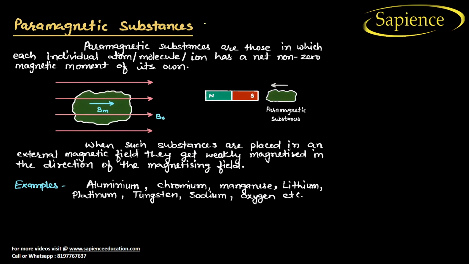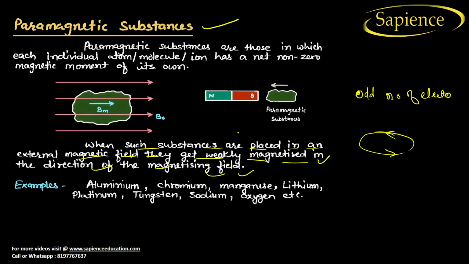Now let us discuss paramagnetic substances. A paramagnetic substance is one in which each individual atom, molecule or ion has a net non-zero magnetic moment of its own. Why does this happen? Try to understand, most paramagnetic materials will have an odd number of electrons. So if there is an odd number of electrons, you won't get pairing like in diamagnetic substances. What happens when such a substance is placed in an external magnetic field? They get weakly magnetized in the direction of the magnetizing field. So it means that it will be weakly magnetized.